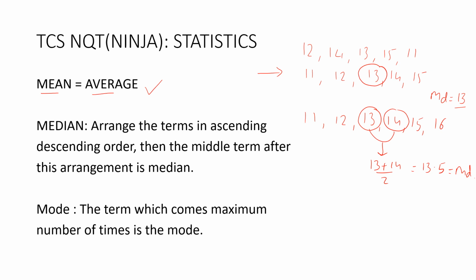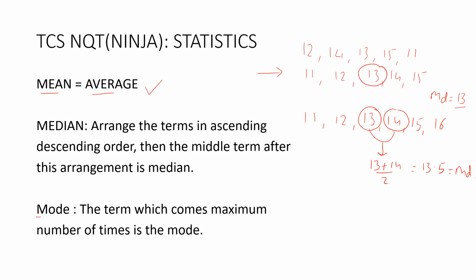So I'll repeat the definition once again. If my number of terms is odd, I will have a specific middle term, and that is my median. If my number of terms is even, I will have 2 middle terms. I'll take their average, as in this case it came out to be 13.5, and that value is going to be my median. I hope this is okay. Now we'll see how they're going to make questions on mean and median in a while, and let's include this as well.